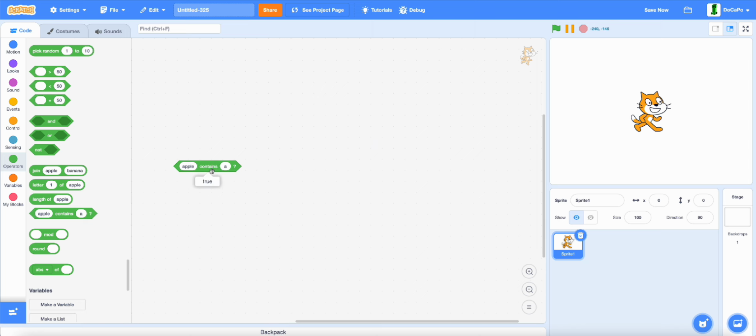Then we have contain, which checks if this contains that. So if cheese contains A, then it will be false, but if it contains E, then it will be true. And you can check if it has any words like this.